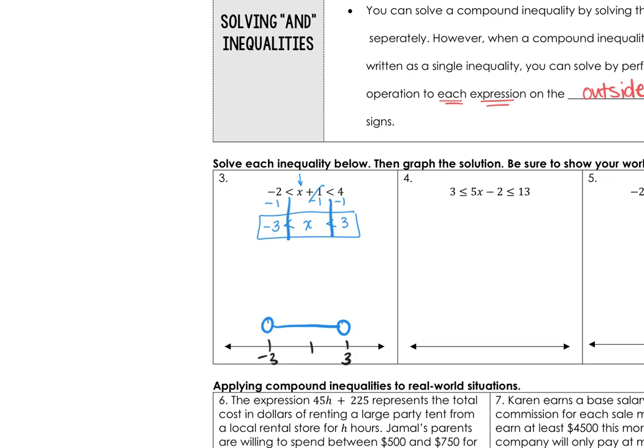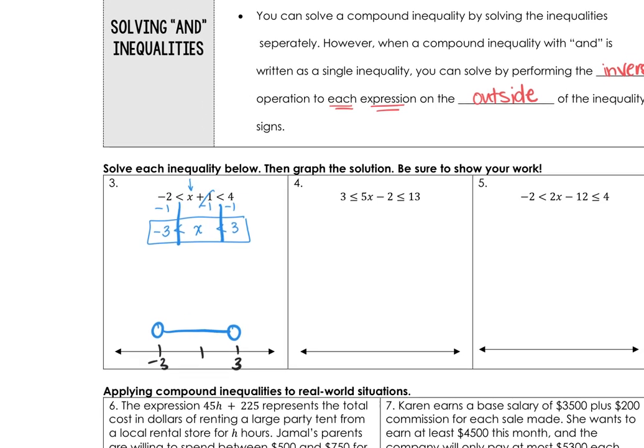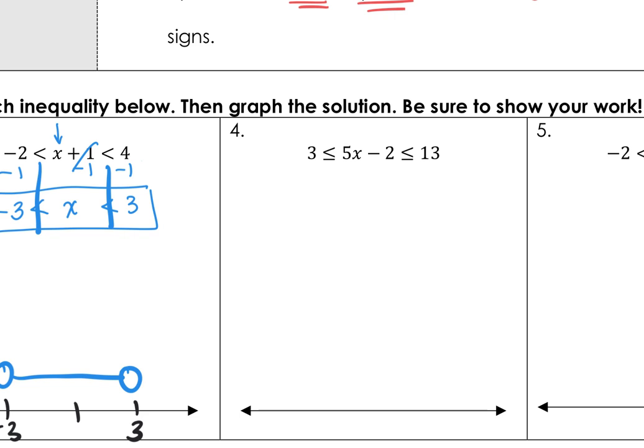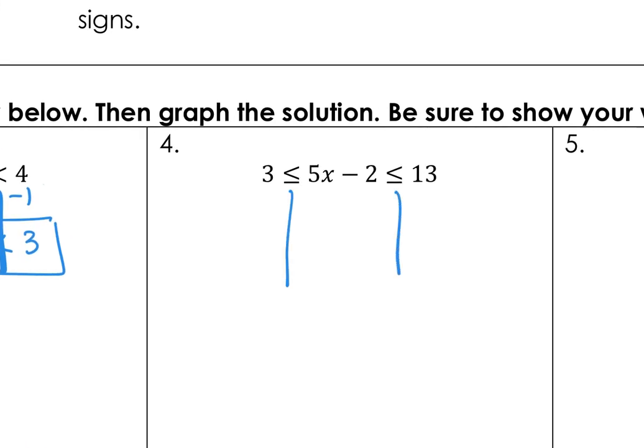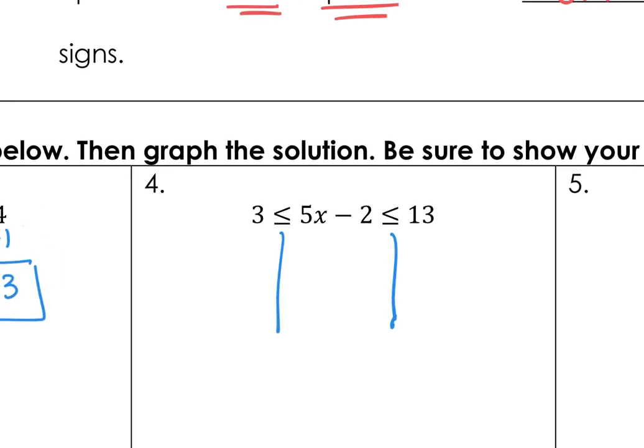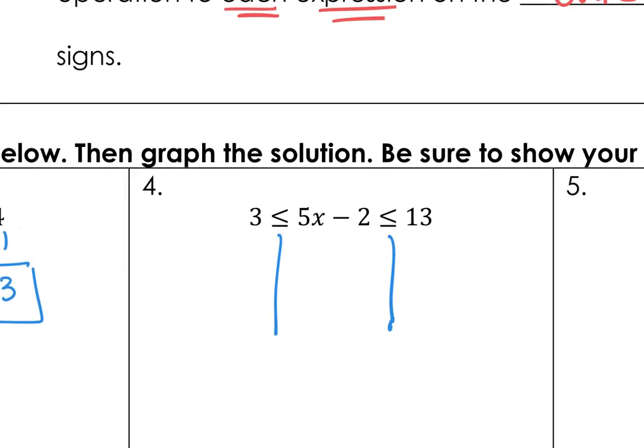All right, we're going to do one more with me, and then you're going to try number 5 with your partner. So again, number 4, we've got 3 is less than or equal to 5x minus 2, which is less than or equal to 13. Since it's already written in this condensed form, let's take advantage of that and solve it quicker instead of having to do two separate inequalities. So just like every single time, if there's a constant, we're undoing this constant first and then the coefficient. So we'll undo this minus 2 by adding 2. But we need to make sure we do it on both endpoints.